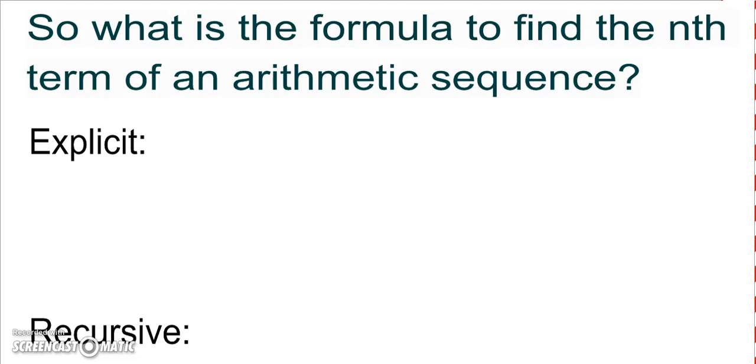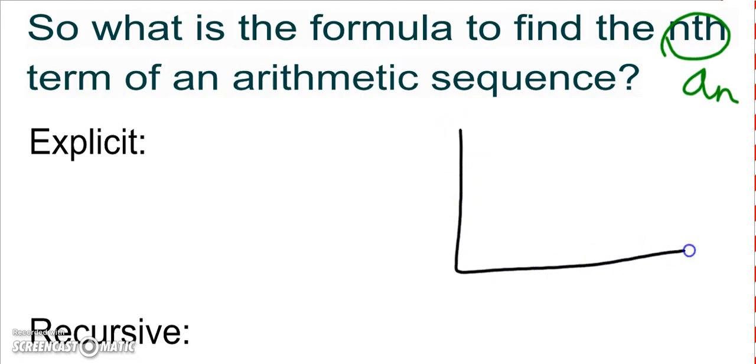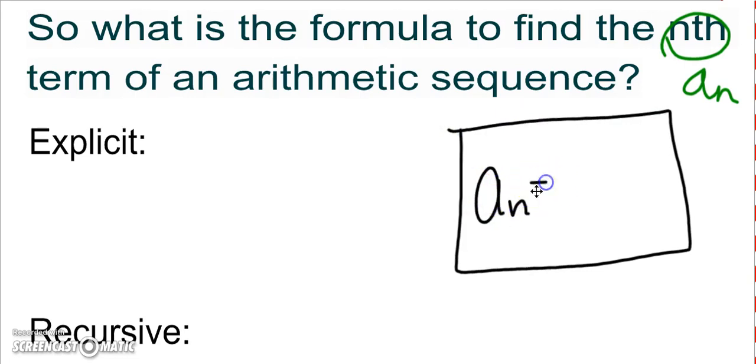Alright, so what is the formula to find the nth term, so a general term, of an arithmetic sequence? There's going to be a lot of stuff happening here. I want you to try to follow along the best that you can. You have a formula box over to the side. In that formula box, I would like for you to write a sub n equals d times n plus c.